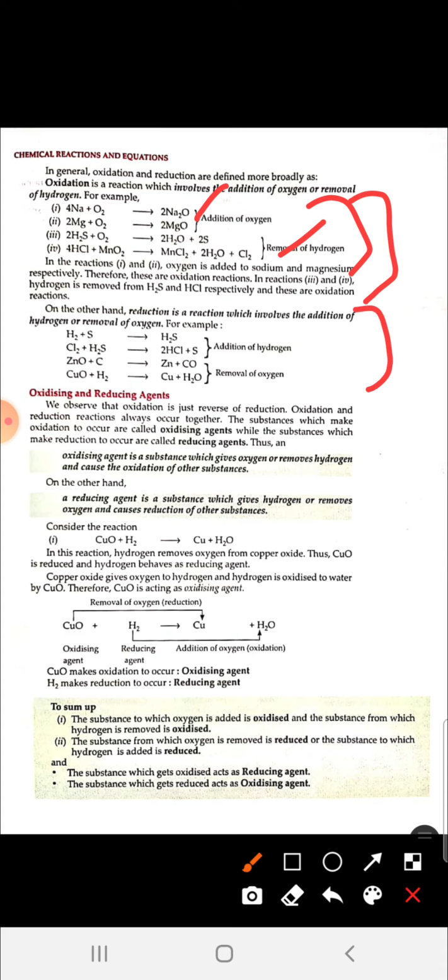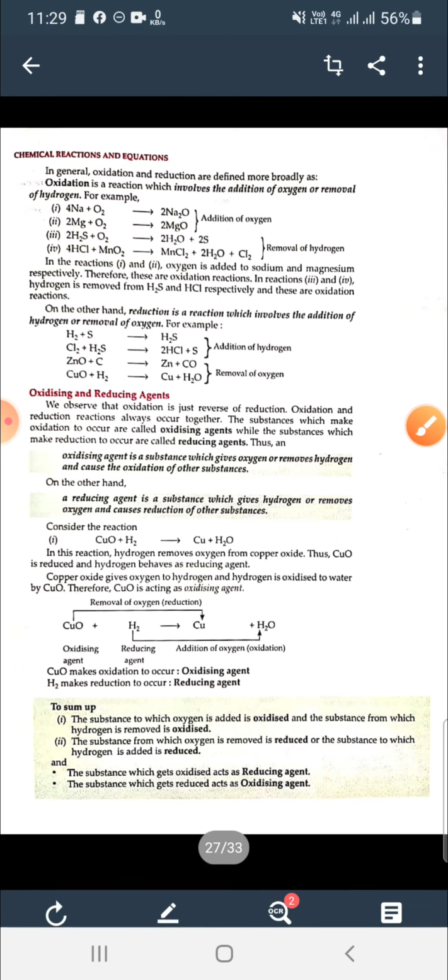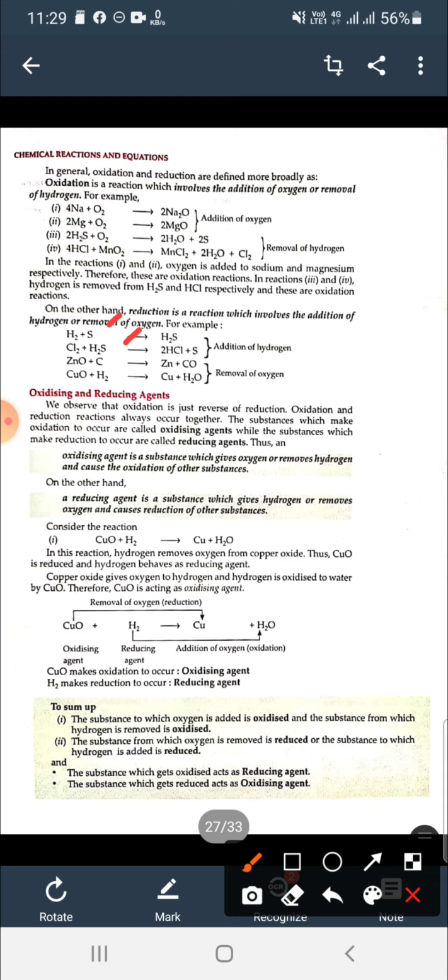And here in the next step, you can see reduction is the reaction which involves addition of hydrogen or removal of oxygen. So there are examples: hydrogen plus sulfur gives you hydrogen sulfide, chlorine plus hydrogen sulfide gives you HCl plus sulfur, zinc oxide plus carbon gives you zinc plus carbon monoxide. In the same way, copper oxide plus hydrogen gives you copper plus water. So you can see in these reactions, in the first two reactions there is the addition of hydrogen, and in the last two examples there is a removal of oxygen. So reduction is occurring here.